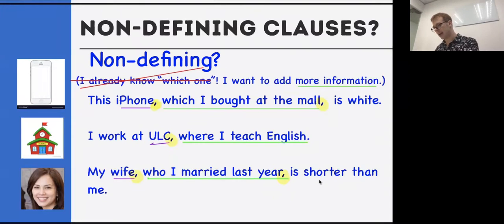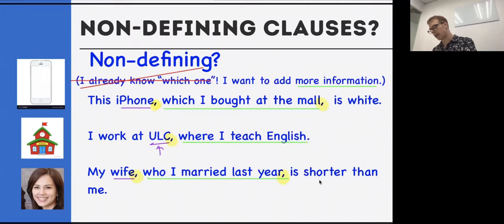Or I could say I work at ULC, right? ULC, in case you don't know, is the name of our YouTube channel and the name of our school. So if you type in ULC up in YouTube and you type in grammar, right? If you type in ULC relative clauses, you'll be able to find more of our videos because that is our specific school. There's only one. I don't need to know which one.